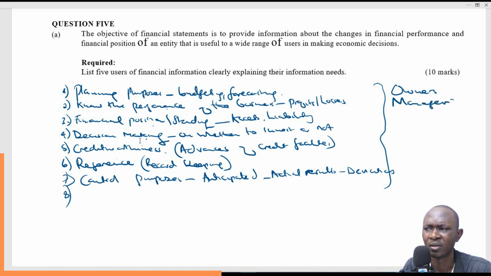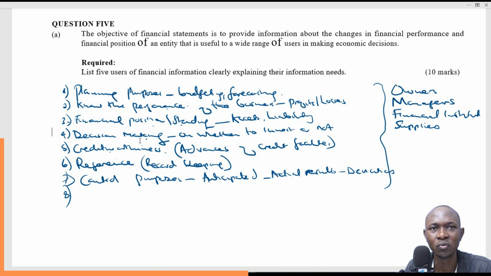Managers, of course. Managers use it to plan, to know how the business is performing, to know the financial position of the business, to make decisions on whether to continue the business or to stop a certain line of business. Bankers and financial institutions, especially in checking the creditworthiness of a business. And that also applies to suppliers. Suppliers will also want to check: can we supply goods to these people on credit? How is their payment ability? The books will show the payment ability of their customers.